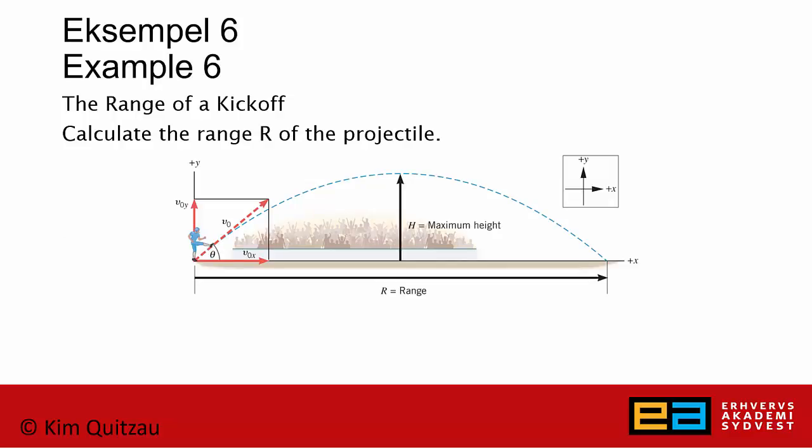Example 6. The range of a kickoff. Calculate the range r of the projectile. Because my velocity in the x direction is constant, I have chosen this one. So my distance, my displacement, is my initial velocity multiplied by time. 16.9 multiplied by 2.88 gives me plus 48.7 meters.